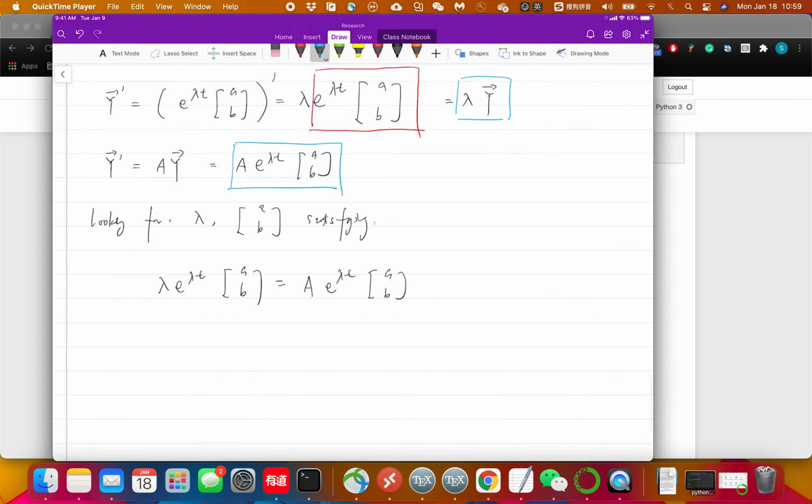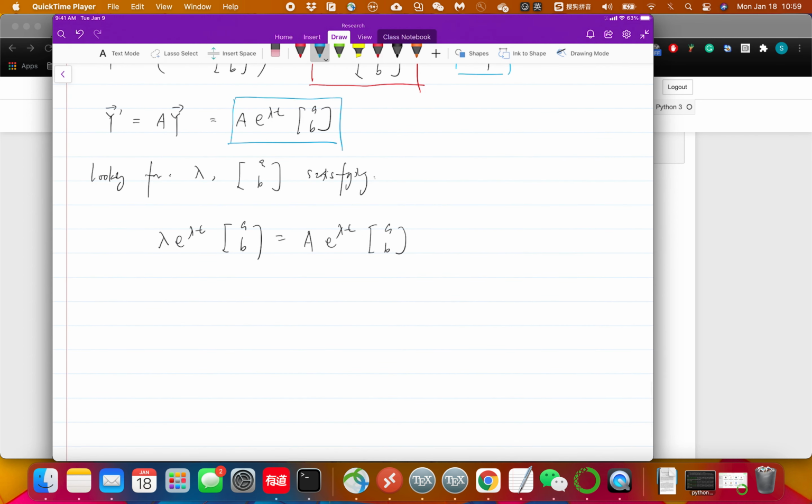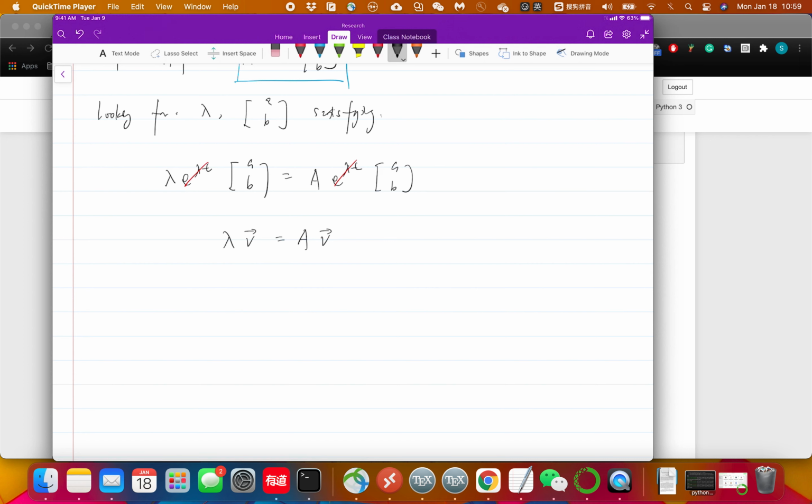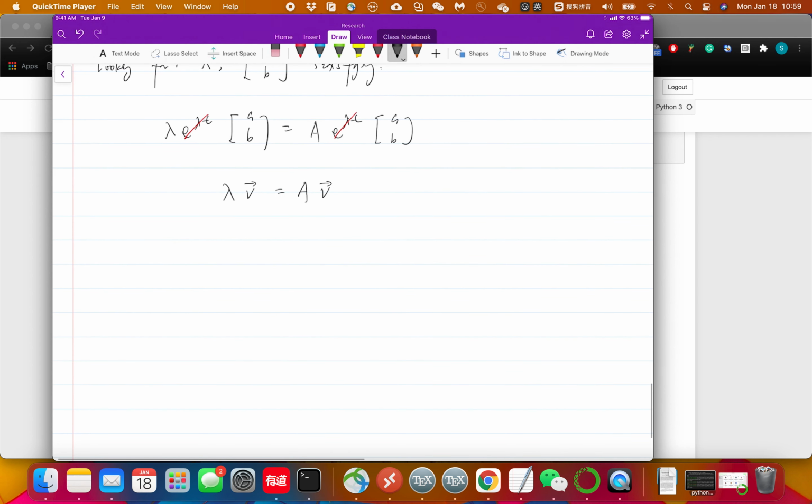Okay, that means if you divide by e to the lambda t on both sides, because they are not 0, you are just looking for lambda times a vector, let's call it v, equals A times the same vector. Now you need to ask yourself, does it look familiar? A matrix times a vector equals a number times the vector. We had this definition. This implies lambda should be the eigenvalue of A.